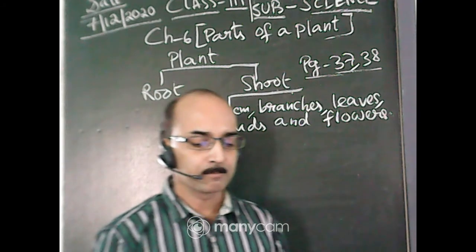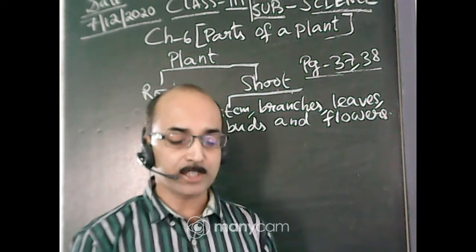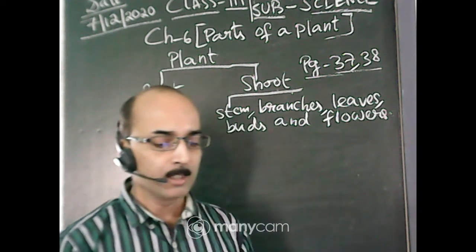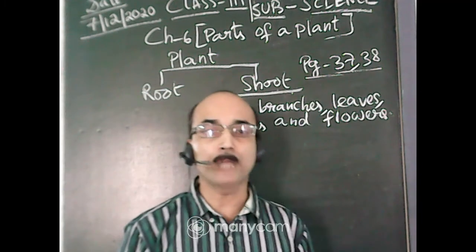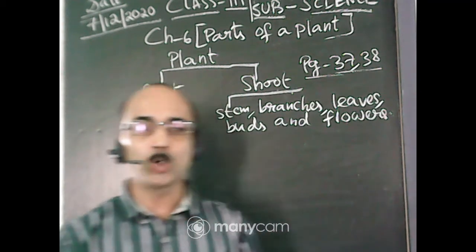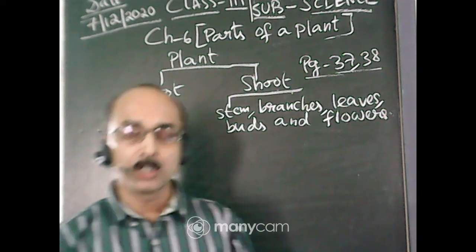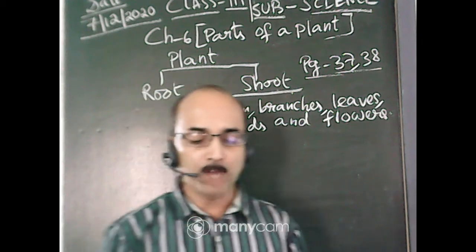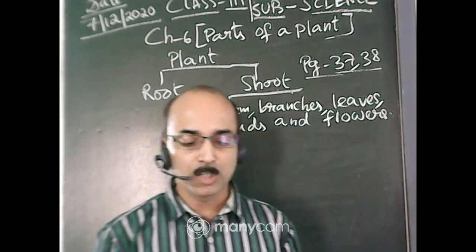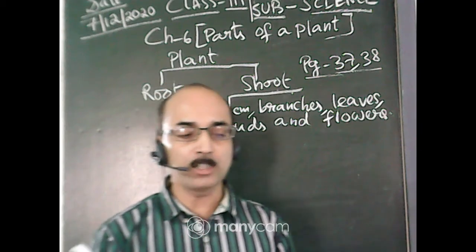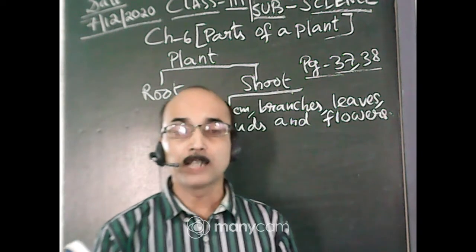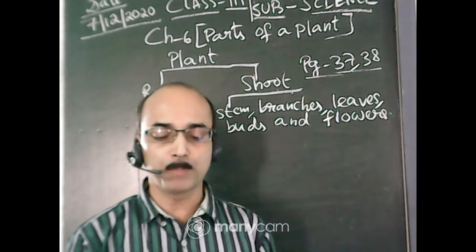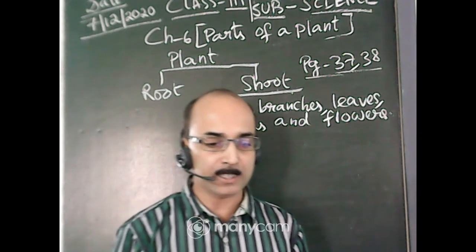Okay, what is the work of the stem? Now we will learn the functions of the stem. Number 1, the stem holds the plant upright. Number 2, the stem supports branches and bears leaves, buds, flowers. Number 3, the stem carries water and minerals dissolved in water from roots to the leaves. The stem carries food prepared by the leaves to different parts of the plant.